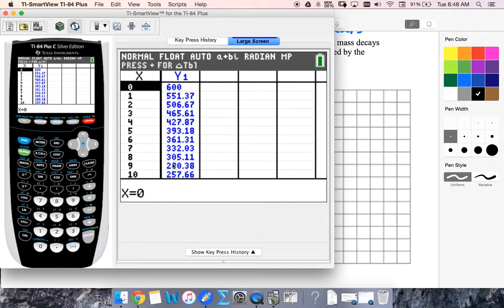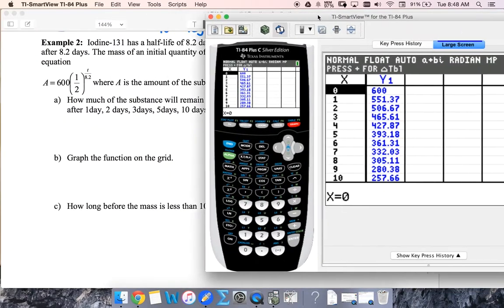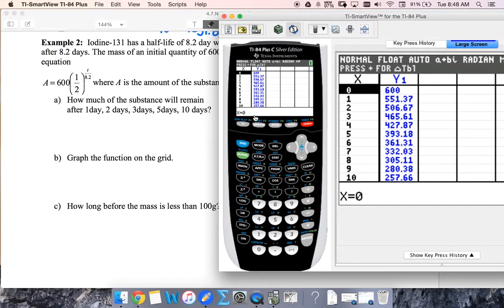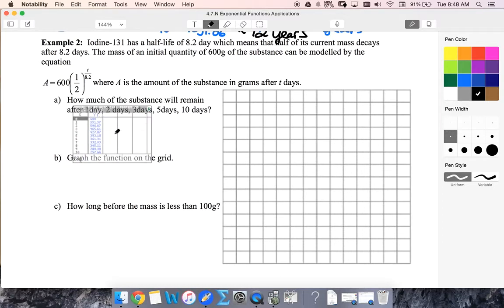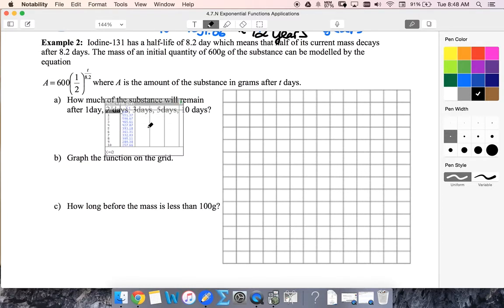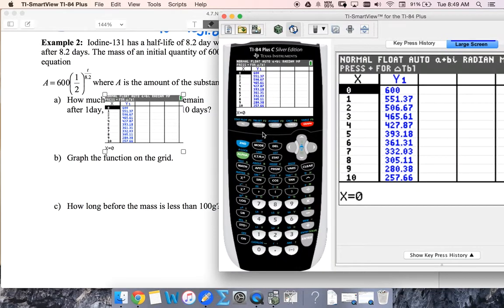So notice it's decreasing, which I expected, because we have decay. I'm going to drag this over here. And so now we have how much is remaining after all of these days. And if I'm going to graph it on the grid, of course I've got decay. I'm going to start at 600 and go down. I'll be going down towards 0.